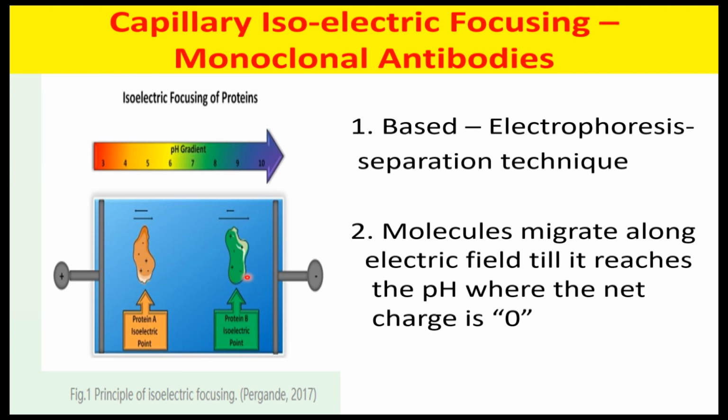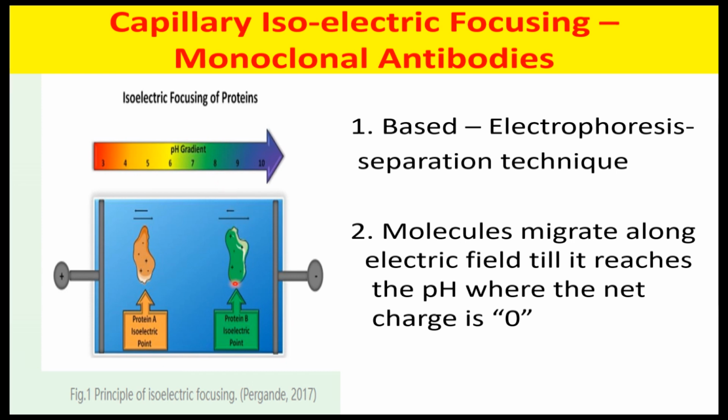So, on the basis of charge becoming zero, that is, on the basis of isoelectric focusing, the proteins are separated onto the gel medium. This is what electrophoresis based on isoelectric focusing, or capillary isoelectric focusing, is. It is used to detect the monoclonal antibodies and thus used for diagnostic purposes. Okay, I hope this is clear.